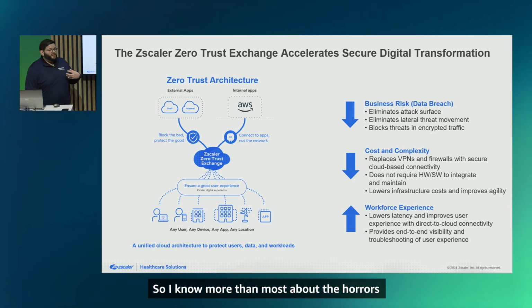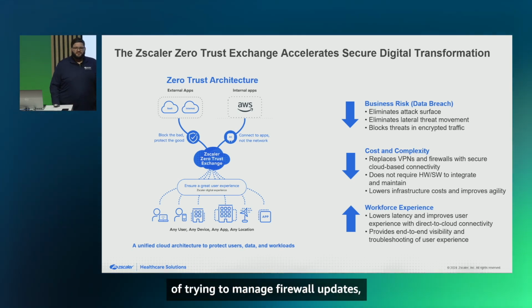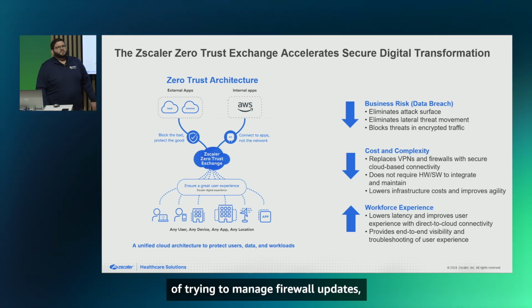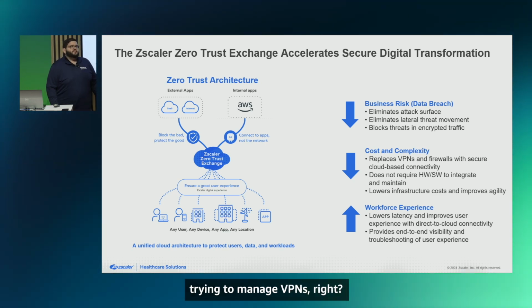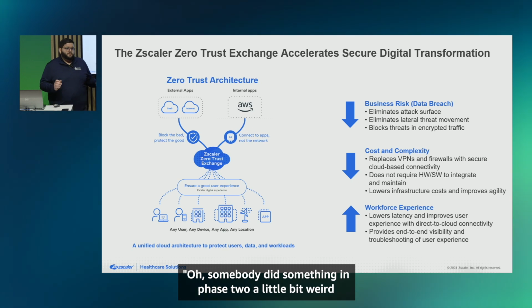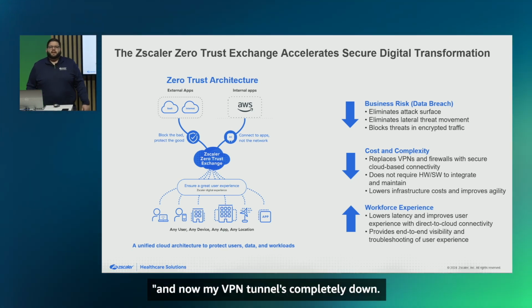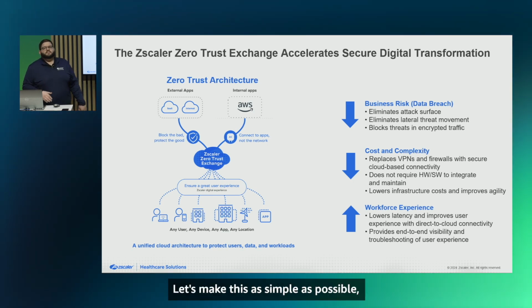Again, cost and complexity, I was a customer. So I know more than most about the horrors of trying to manage firewall updates, trying to manage direct connects, trying to manage VPNs, right? Oh, somebody did something in phase 2 a little bit weird, and now my VPN tunnel is completely down. How do I solve that? Let's make this as simple as possible.